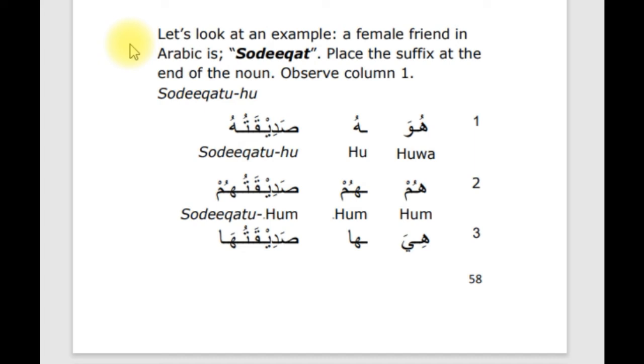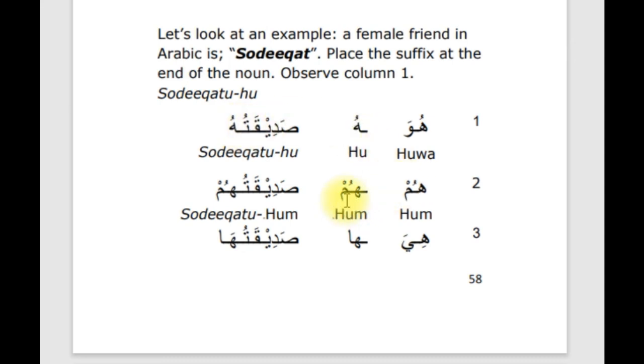Let's look at an example. A female friend in Arabic is sadiqat. Place the suffix at the end of the noun. Observe column 1. Column 1 is a separated pronoun. Column 2 is a possessive pronoun. Sadiqatu is a female noun, and here we need to insert the possessive pronouns. Let's move on. Huwa, he: sadiqatuhu, his girlfriend.